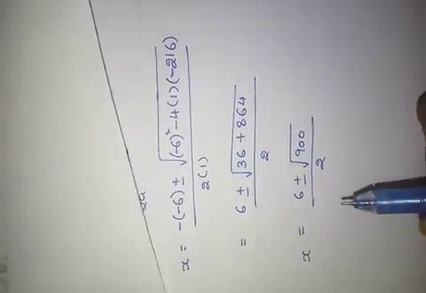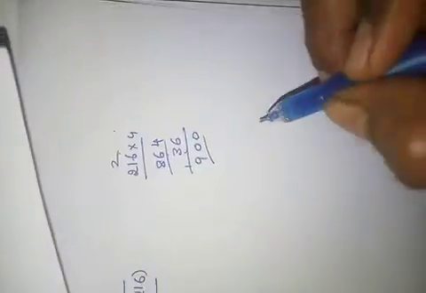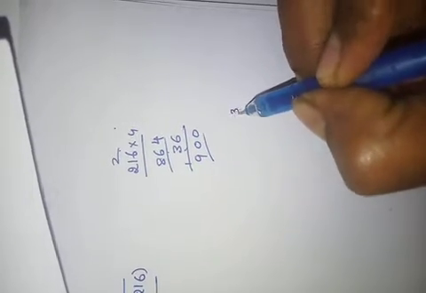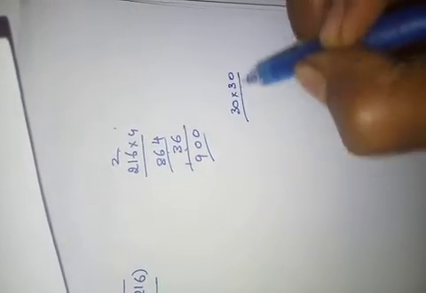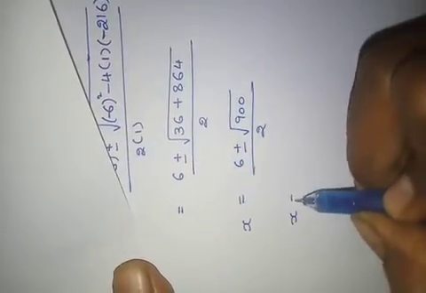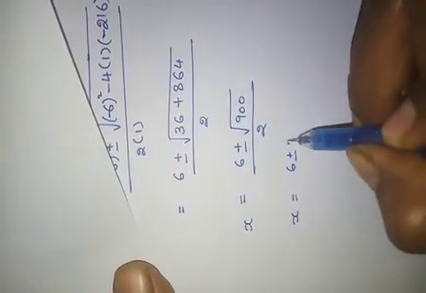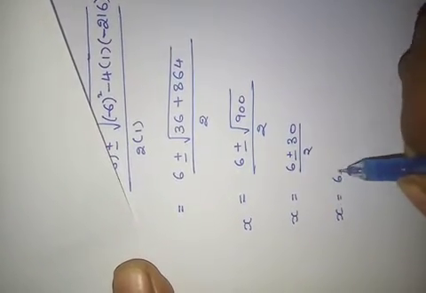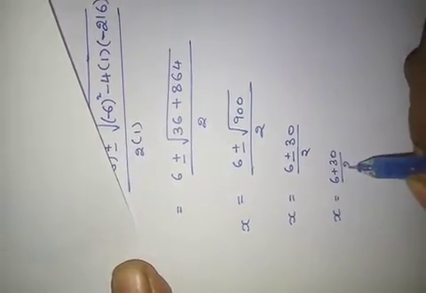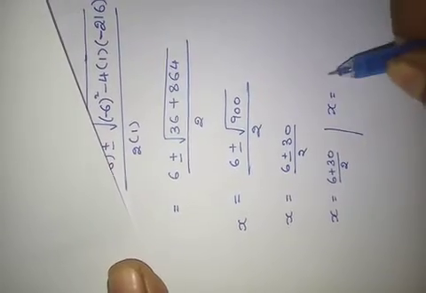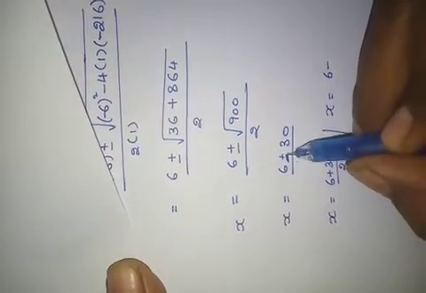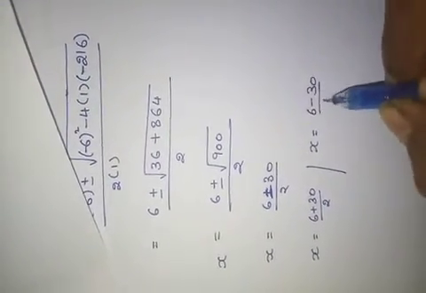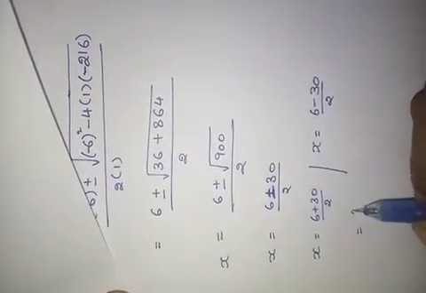x equals. Now see here, root 900 means 30, no? 30 into 30, how much? 3 threes are 9, 900. Therefore, x equals 6 plus or minus 30 by 2. We have two values, no? x equals 6 plus 30 by 2, that is one value. x equals 6 minus 30 by 2. One is plus and one is minus.